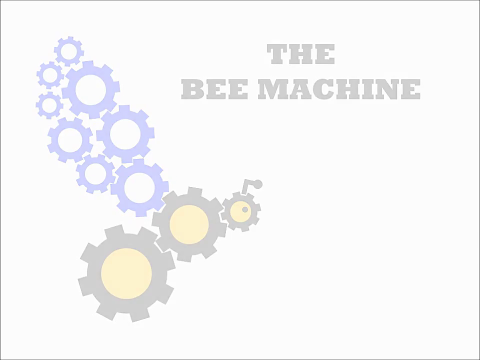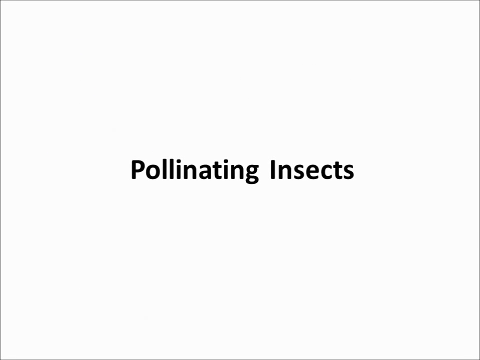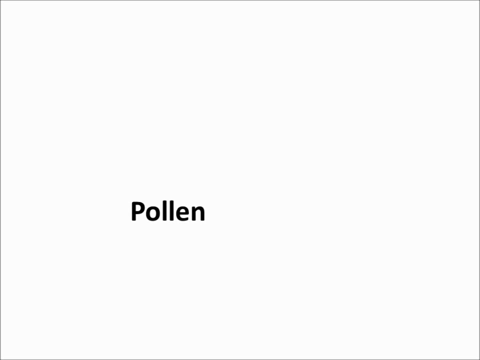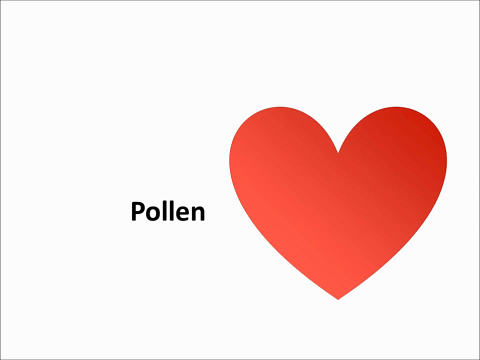Today we're going to learn about pollinating insects, and we'll start off with one of the most obvious questions. What are they? Let's take the pollinating part first, specifically pollen. Pollen is a vital component of plant reproduction.